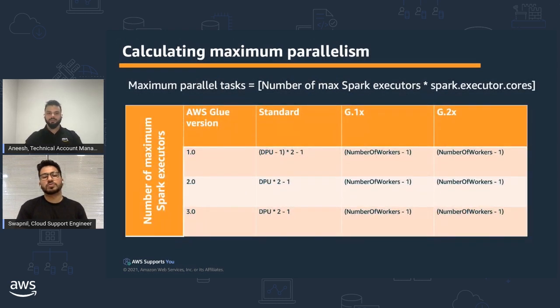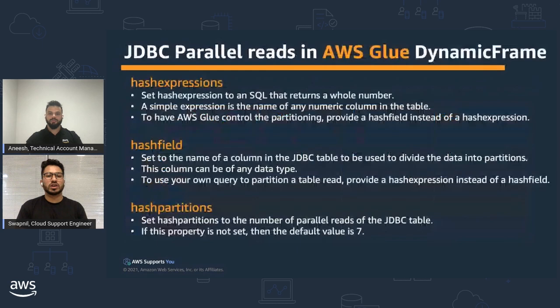So the number of maximum Spark executors will again depend on my worker type and also depend on the Glue version I'm using. So once I know these two values, the number of Spark executors and my Spark executor cores, the multiplication of these two will give me the value of maximum parallel tasks. So this is the default formula. And what we mean by this is these many parallel tasks my job can do as opposed to a single thread operation.